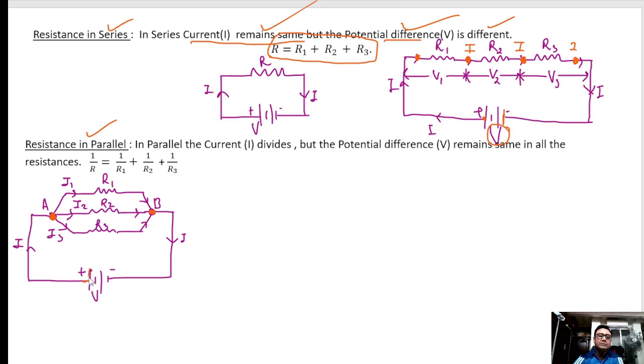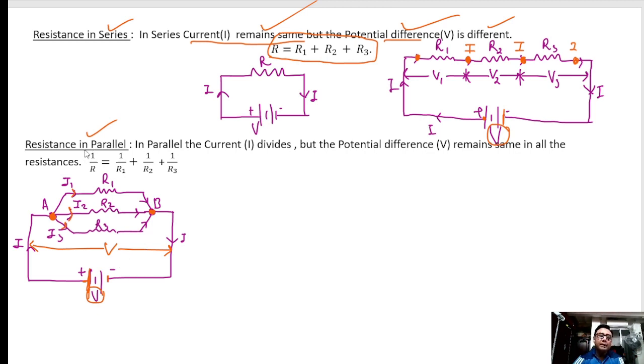See, each and every resistance is connected to the battery's positive and the negative. That means the potential of the battery will be directly applied to each of the resistances, and the current which will come will be flowing in three different paths. That means current will divide, but the voltage of all the resistances will be same as this volt, because they are directly connected to the battery.